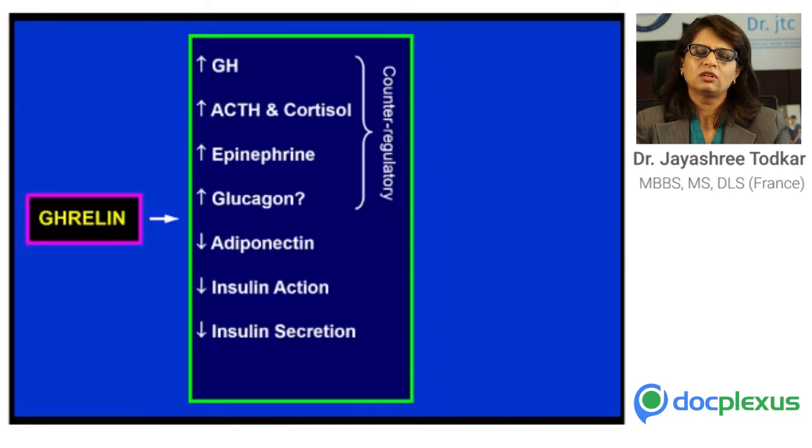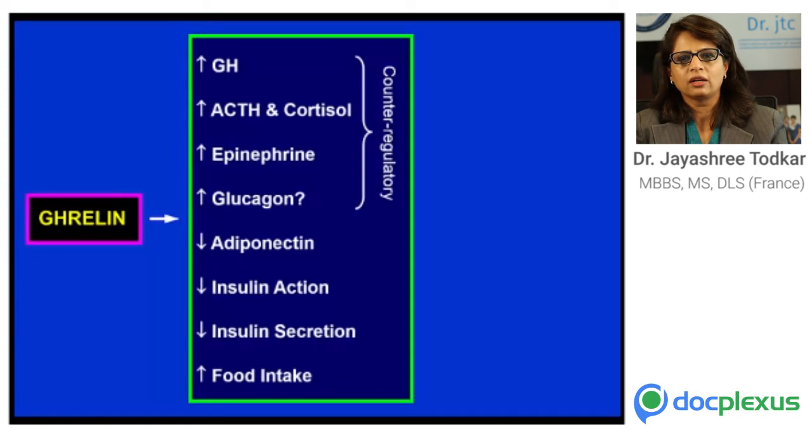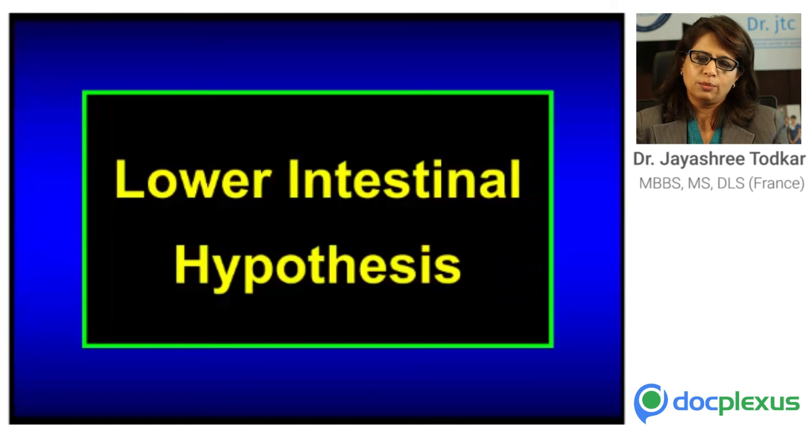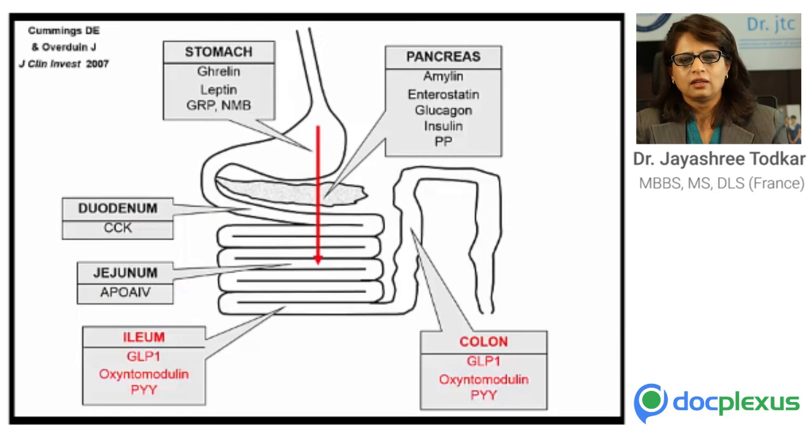It is one of the master players in terms of obesity and diabetes, and finally it has an impact on glucose homeostasis. That is one solid reason why these operations work as anti-diabetic operations. There is one lower intestinal hypothesis which works through the increased motility and the faster stimulation of the ileal L cells. This is also called the ileal brake theory.